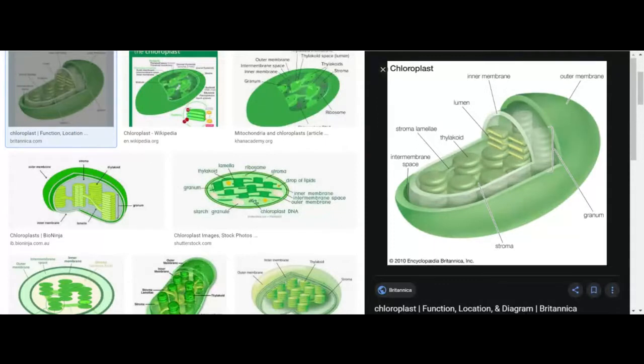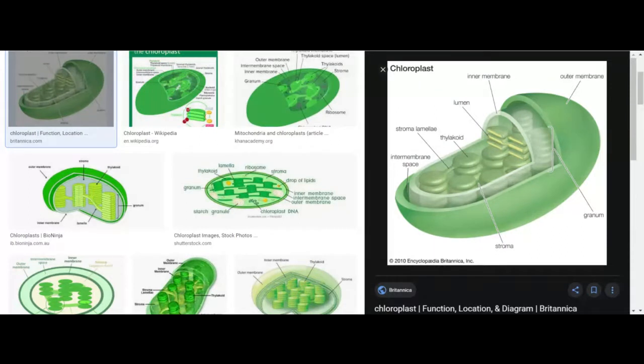Okay, this is the structure of the chloroplast. Here you can see the outer membrane. It is a two-membrane structure: this is the outer membrane and this is the inner membrane. These are the various structures known as the thylakoid, stroma, and lumen. These are the different parts, and the fluid present inside this structure is known as the stroma.